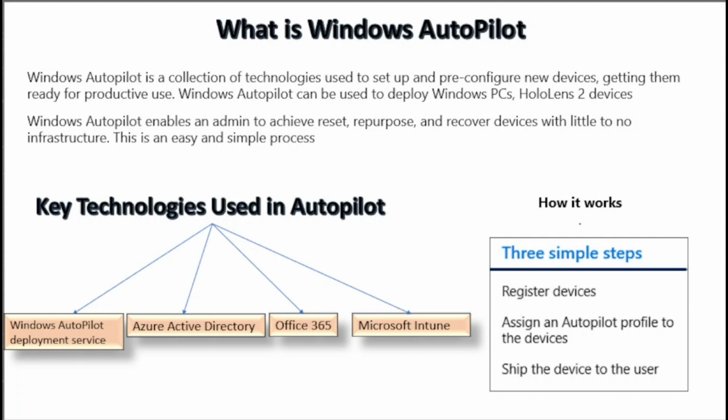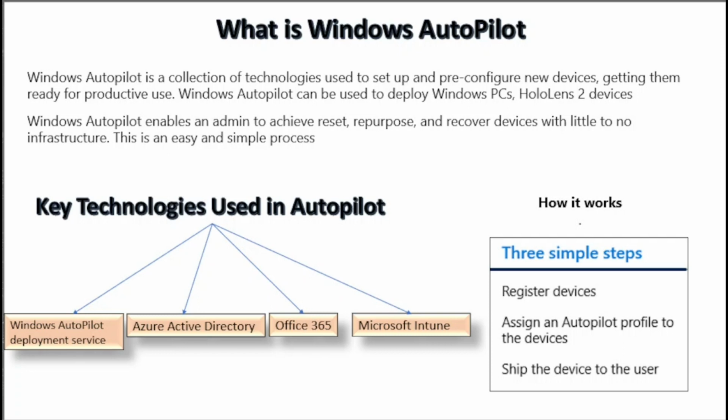Now let's discuss the key technologies used in Windows Autopilot. Windows Autopilot is mainly using 4 components. The first one is Windows Autopilot Deployment Service. It is responsible for checking whether the device is registered in the Autopilot service, and if yes, then configuring the device as per the deployment profile configuration.